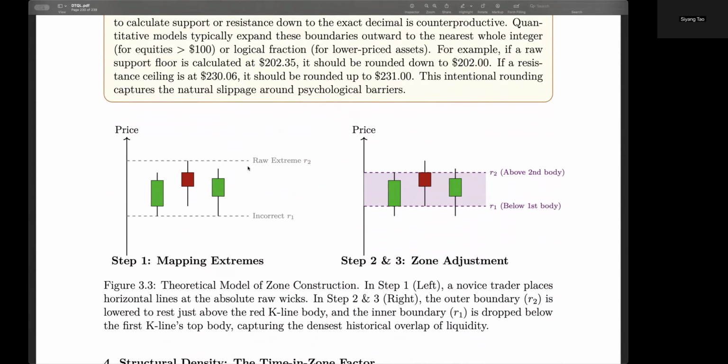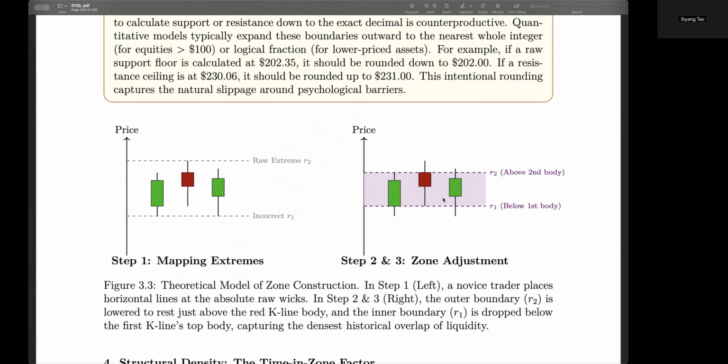Then step two, adjust for density. We should move this dotted line below to cover the entire body. So we move it from here to here. And then for R1, we move it up to cover most of this body. So we move R1 from here to here. And then step three is that we mark or define the zone in purple like this.